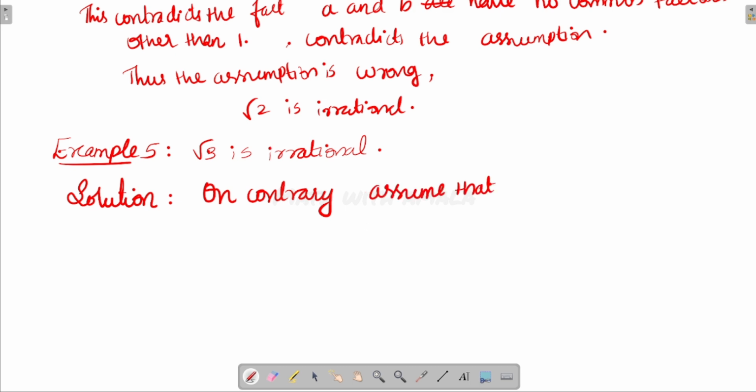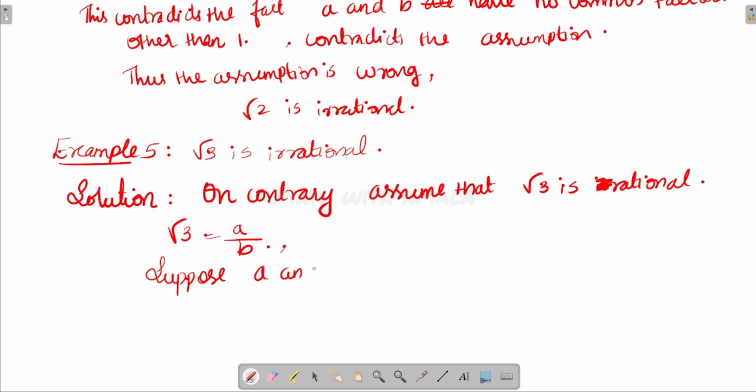In order to prove this, we can assume on the contrary that root 3 is rational, not irrational. Then at last we will arrive at a conclusion that root 3 is actually irrational, because our assumption is wrong. Since root 3 is rational by our assumption, we can take some a and b, where b not equal to 0, as root 3 equal to a by b. Let us suppose that a and b have no common factors other than 1.